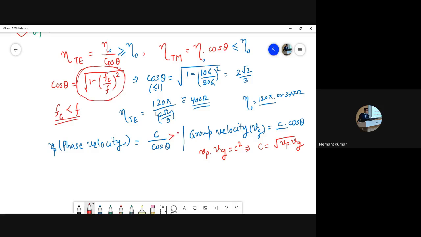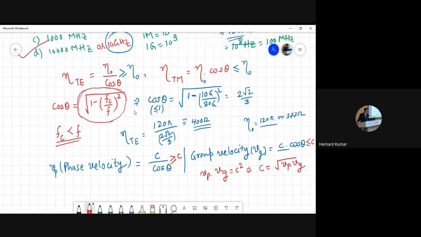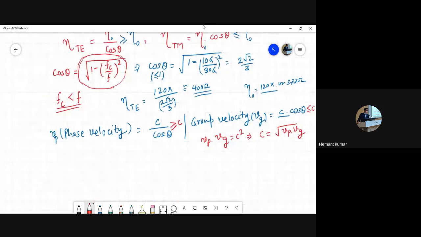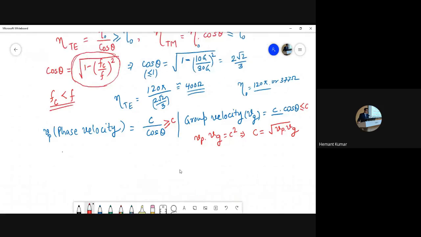Vp will always be greater than or equal to c, and Vg will always be less than or equal to c. So if the question is the same, and if I ask you what is the phase velocity, then the phase velocity will be equal to 3 into 10 to power 8 divided by 2 root 2 divided by 3. So you can calculate this. Similarly, if I ask you what the group velocity is, it is equal to 3 into 10 to power 8 into 2 root 2 divided by 3. So you can calculate this. So this is the formula for group velocity and phase velocity, right?